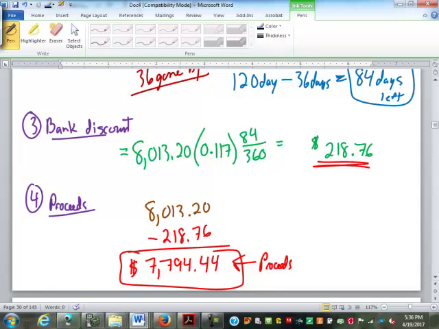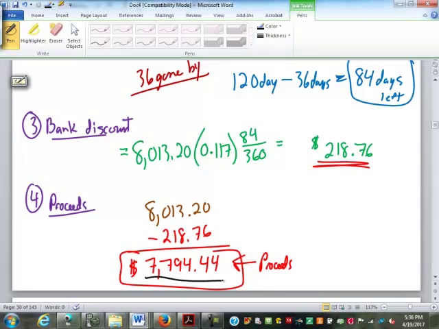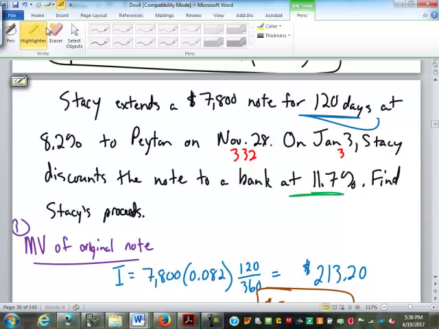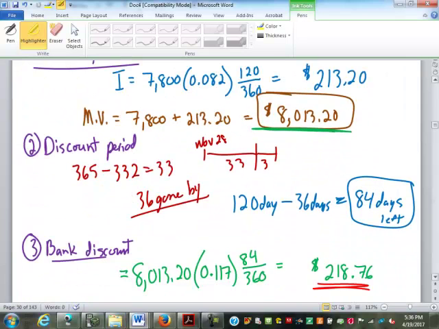Now again, notice that in this case, they lost money by discounting because the original loan was $7,800. Two reasons for that, if you recall. One is the rate on the original loan was 8.2% and the discount rate was 11.7%. So there's exactly 3.5% difference there. That's a pretty big difference in rates. And the second is, out of 120 days, Stacy only held it for 36 and the bank's holding it for 84. So that usually makes the discount higher and the chances of losing money are greater.